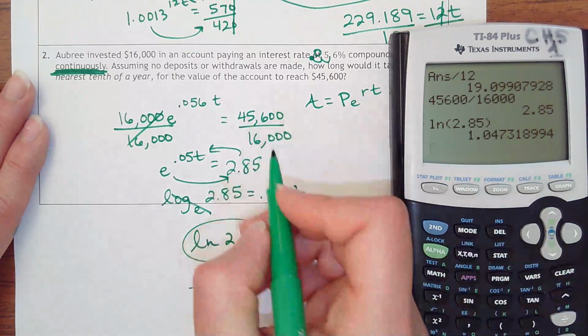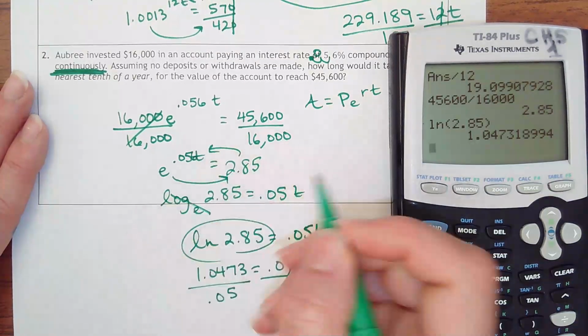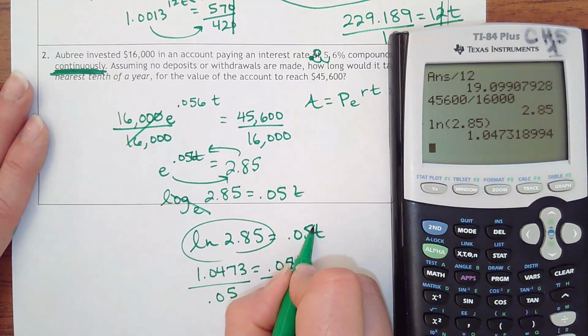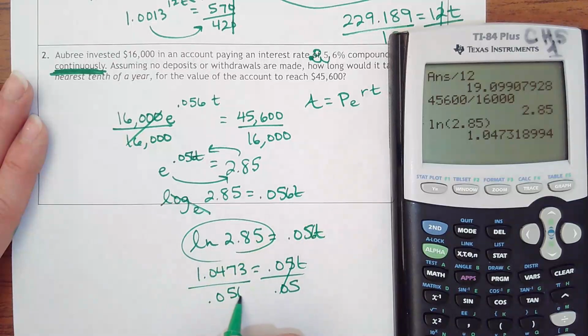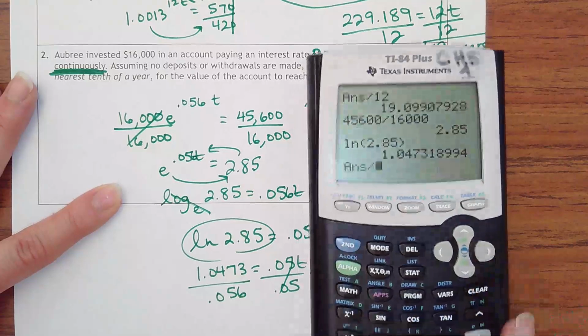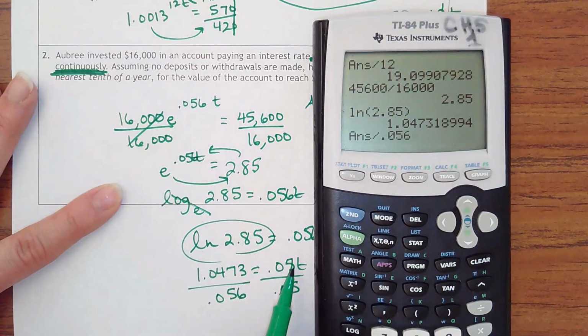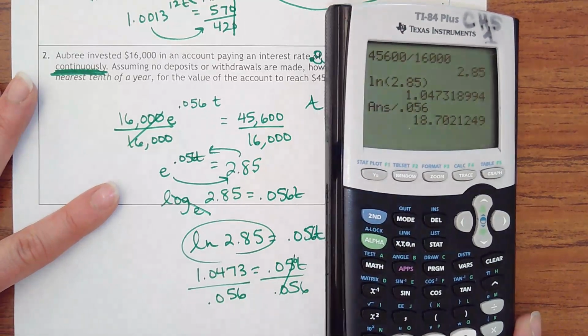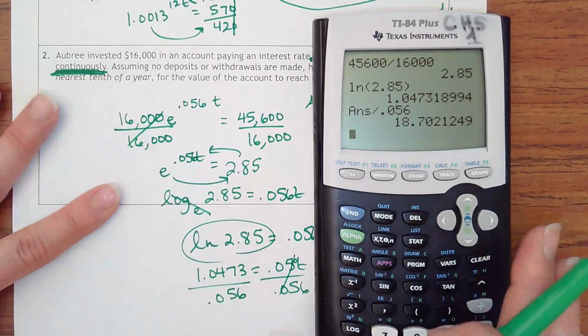Oh, did I lose my 0.056? Hold on. Oops. Let me divide by 0.056. And it wanted the nearest tenth, so that would be 18.7 years.